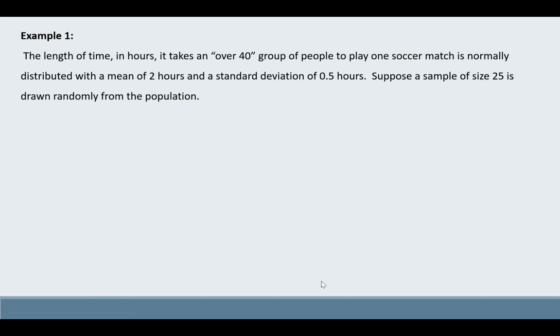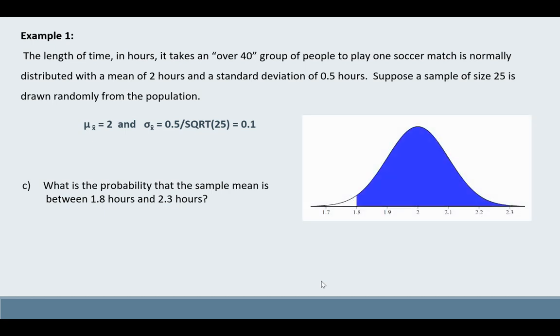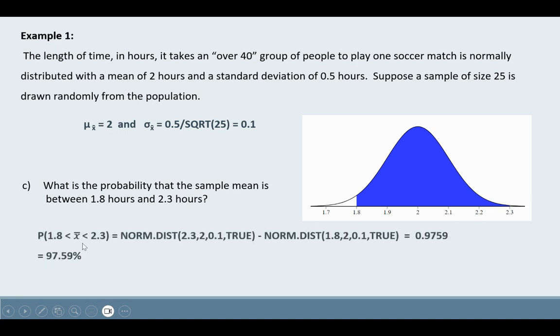All right, so same information. What is the probability that the sample mean is between 1.8 and 2.3 hours? So now we're looking between 1.8 and 2.3. We've seen how to do our between problems. We can do it all in one cell. Make sure you use the bigger number first, 2.3, and then the smaller number. You'll always want to have a positive probability, or non-negative, excuse me. And when I look at this, it's 97.59, and that makes sense for what's shaded here in blue under the curve.